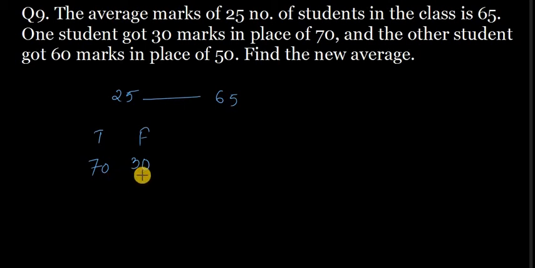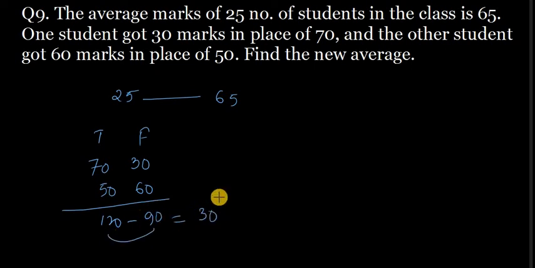And the other student got 60 marks in place of 50 marks. Find the new average. The total decreases by 40 and increases by 10, so the difference is 30 marks. The average changes accordingly, divided by the number of students.